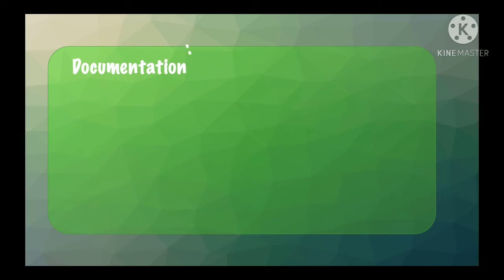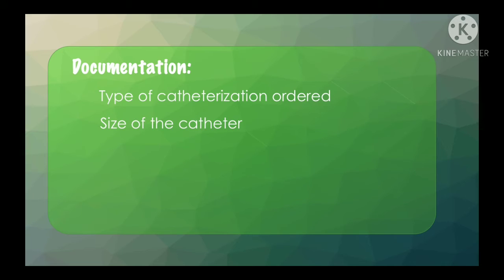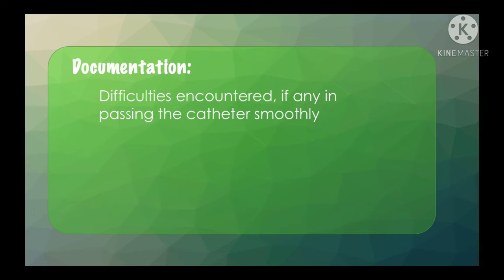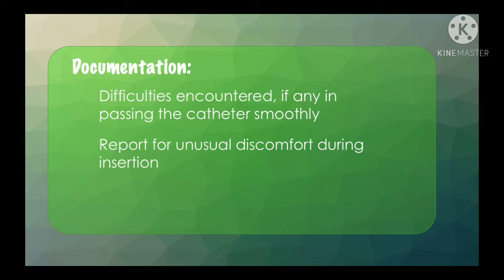So for documentation, document the type of catheterization that is ordered by the doctor, the size of the catheter, assessment of the genitalia. Note if there are presence of abnormalities that is assessed or seen in the genitalia. Amount of urine output, difficulties encountered if there are any, obstruction in passing the catheter smoothly, report for unusual discomfort during insertion, obtain urine specimen for culture.